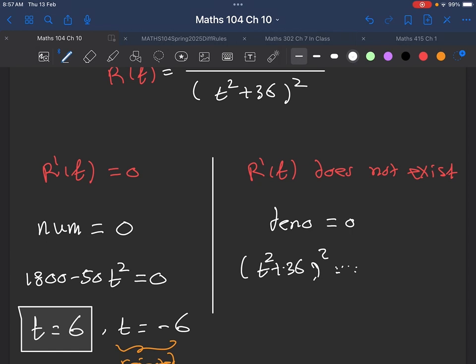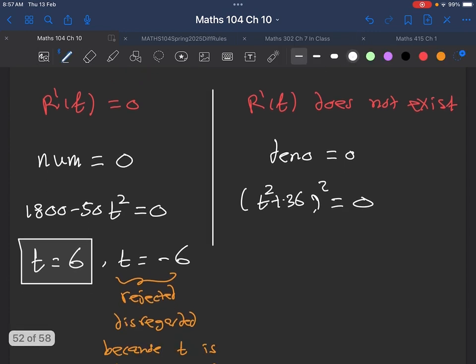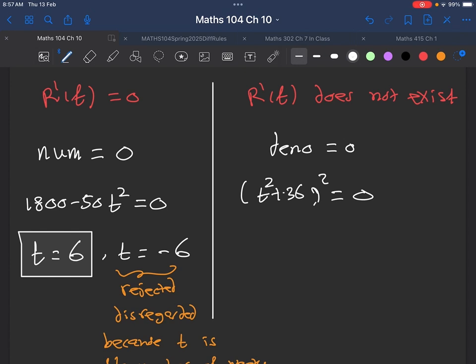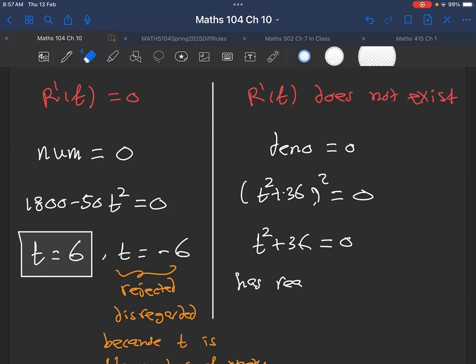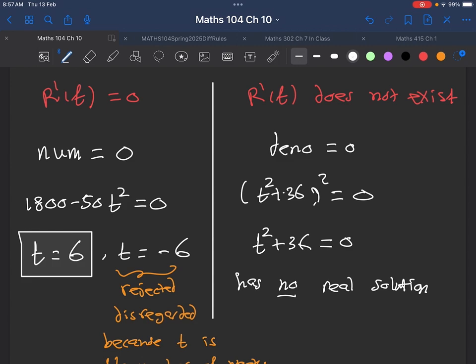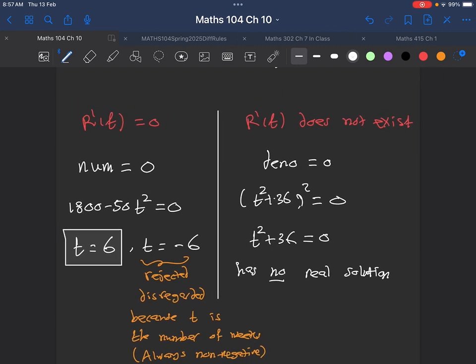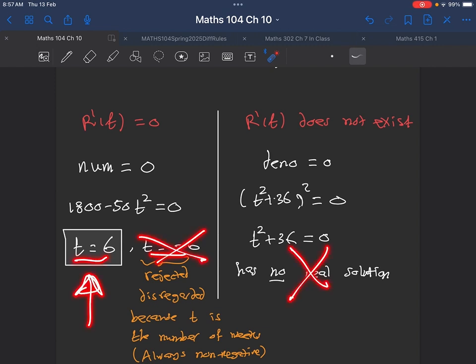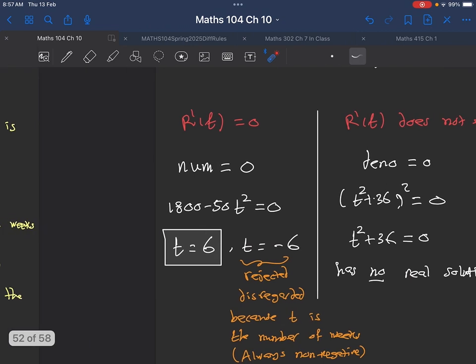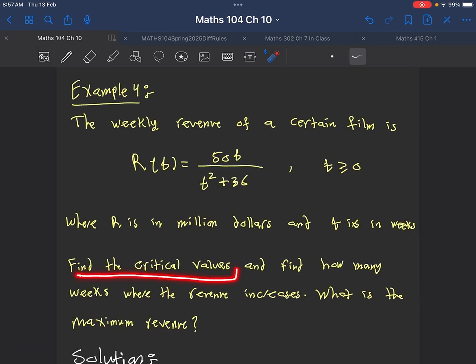So we have t squared plus 36 equal to 0, and this has no real solution. So there is no solution out of this one. So you have only two options, and one of them will not give me any solution. The other option gives me two solutions, but one of them is rejected. This has no solution. So I will take only t equal to 6.